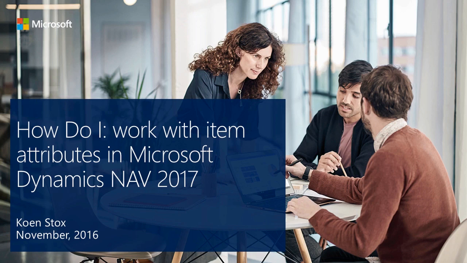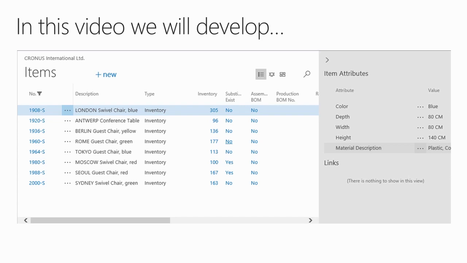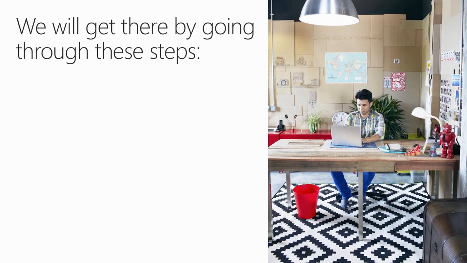In this video, I will demonstrate how to work with item attributes in Microsoft Dynamics NAV 2017. At the end of this video, you will have an idea of how to assign characteristics such as color, material, year, and so on to items in NAV 2017. And we will get there by going through these steps.